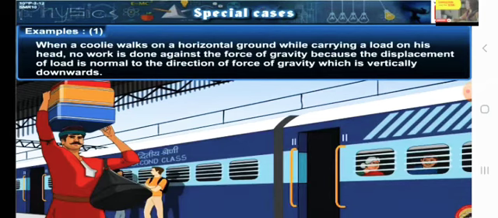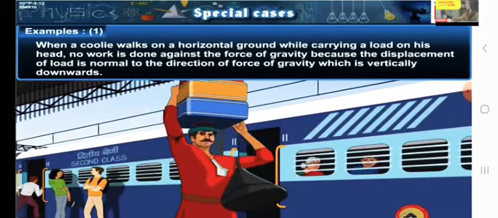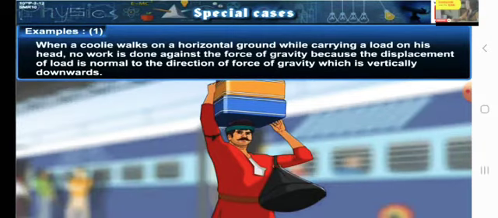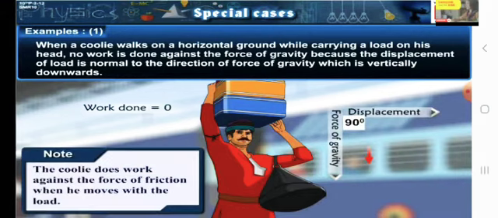Examples. 1. When a coolie walks on a horizontal ground while carrying a load on his head, no work is done against the force of gravity because the displacement of the load is normal to the direction of the force of gravity, which is vertically downwards. Note, the coolie does work against the force of friction when he moves with the load.